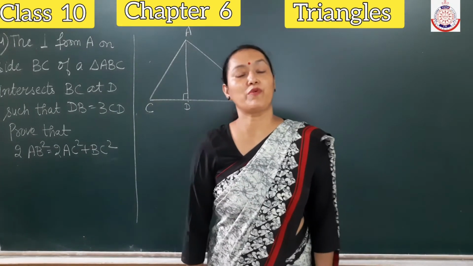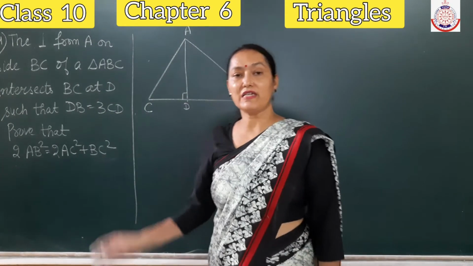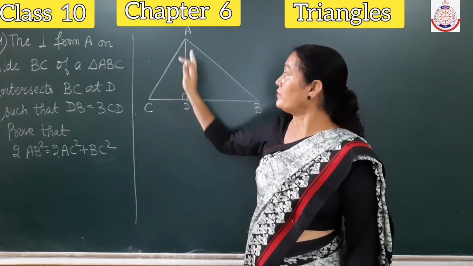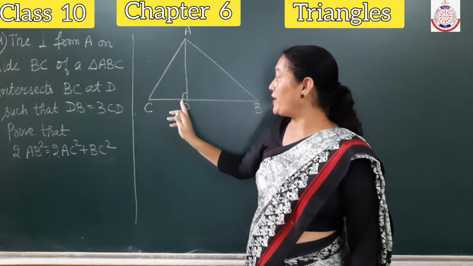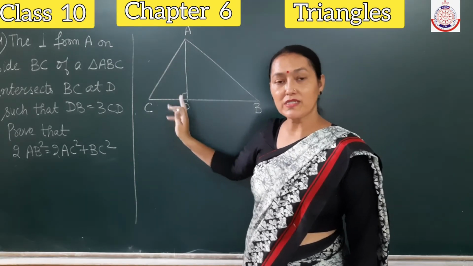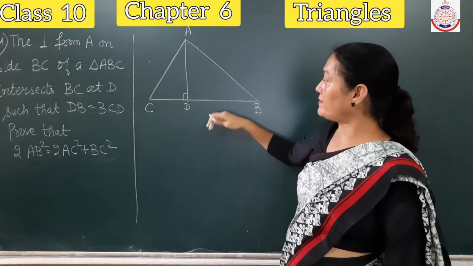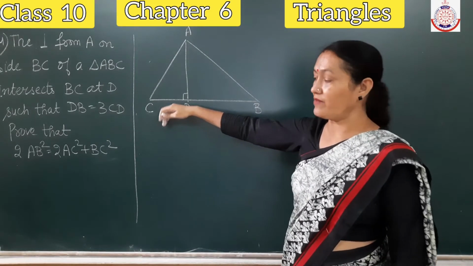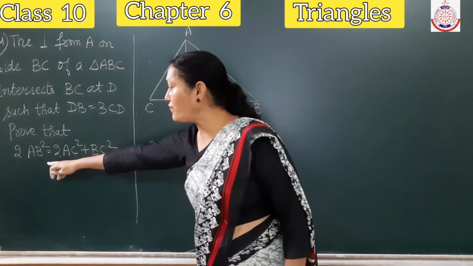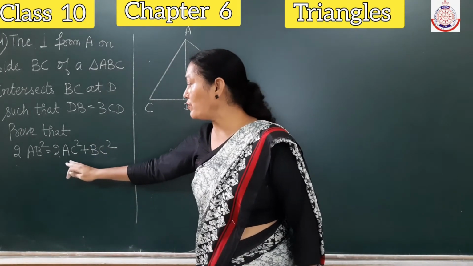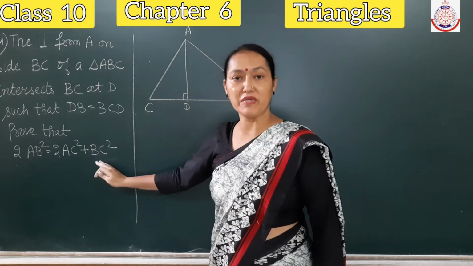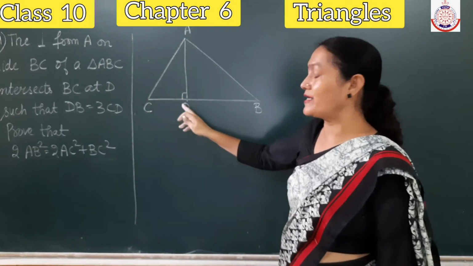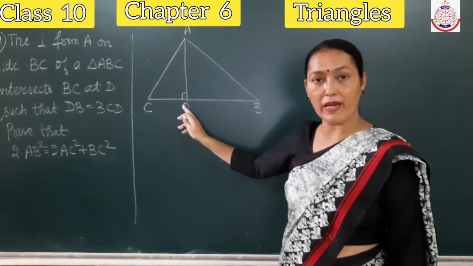Next I have taken question number 14, where they have given us a triangle ABC, where from point A a perpendicular is drawn on side BC such that BD is equal to 3 times CD, and we have to prove that double of AB square is equal to 2 times AC square plus BC square. Again they are talking about square and 90 degree, that means Pythagoras theorem is to be applied.